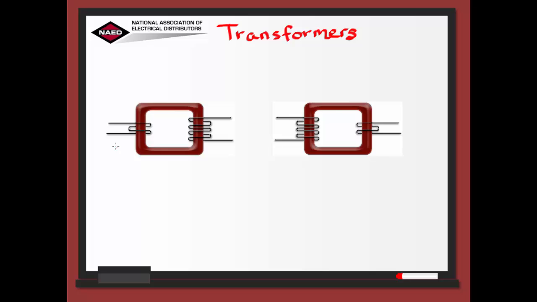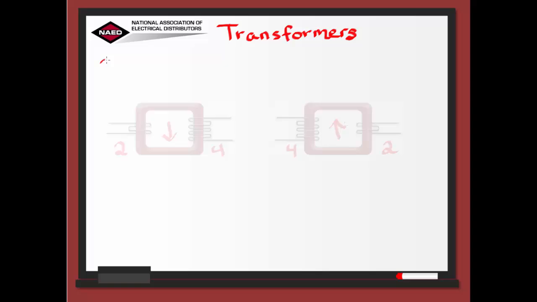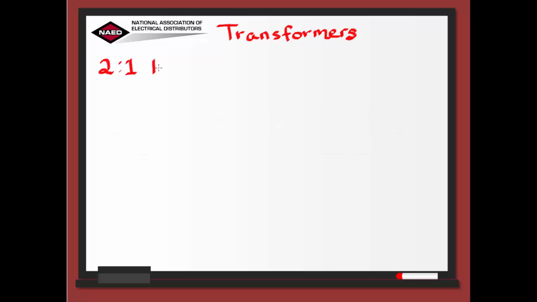If the primary has fewer turns than the secondary winding, it's considered to be a step-up transformer. And the opposite, if the primary winding has more turns than the secondary winding, it's considered to be a step-down transformer. So let's say we have a 2-to-1 ratio transformer, which is a step down since the primary is higher than the secondary. For instance, a 2-to-1 ratio transformer with a primary of 120 volts would have a secondary of 60 volts.